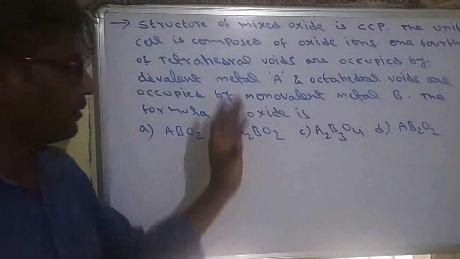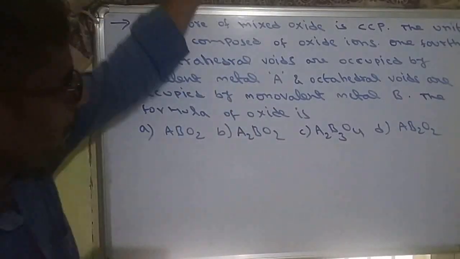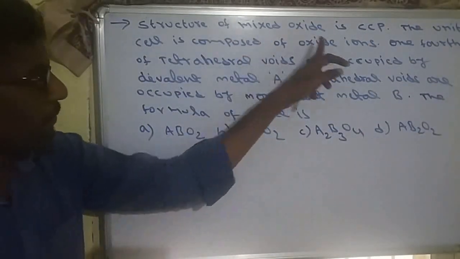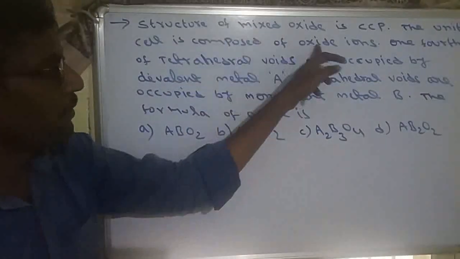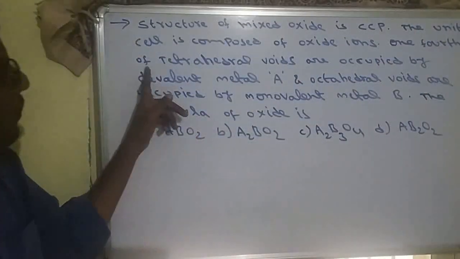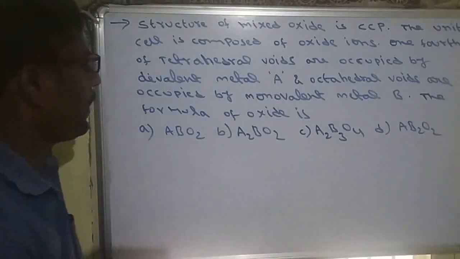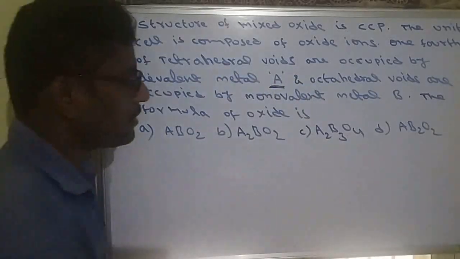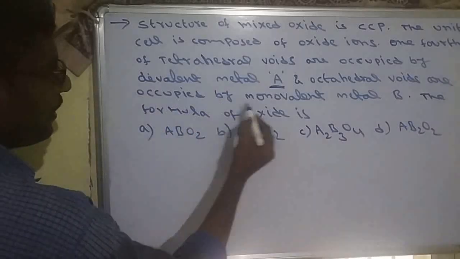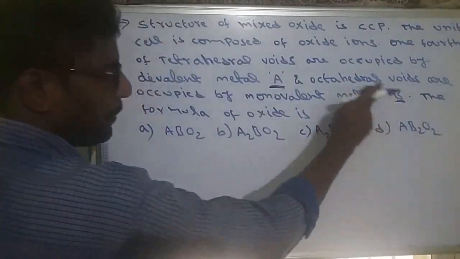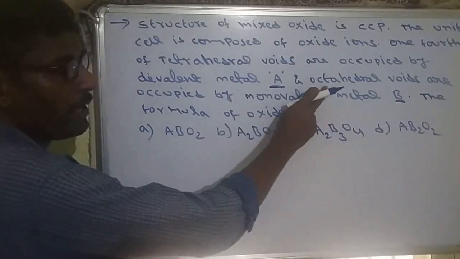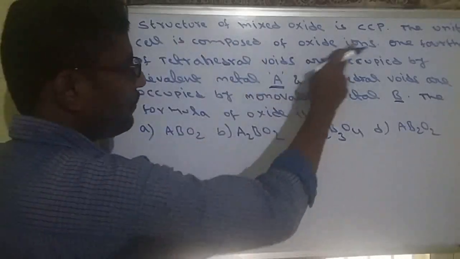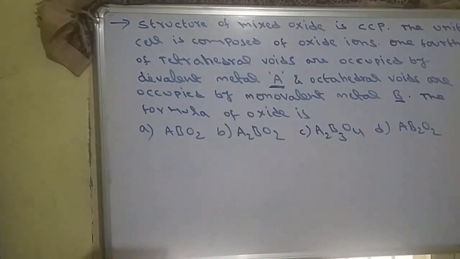So see this question, one simple question again. Structure of a mixed oxide is a CCP unit cell. The unit cell is composed of oxide ions. And 1/4 of the tetrahedral voids are occupied by divalent metal A, whereas octahedral voids are occupied by monovalent metal B. So B is occupying all the octahedral voids, A is occupying only 1/4 of the tetrahedral voids, and the unit cell is composed of oxide ions. So we have to find the formula of the oxide.